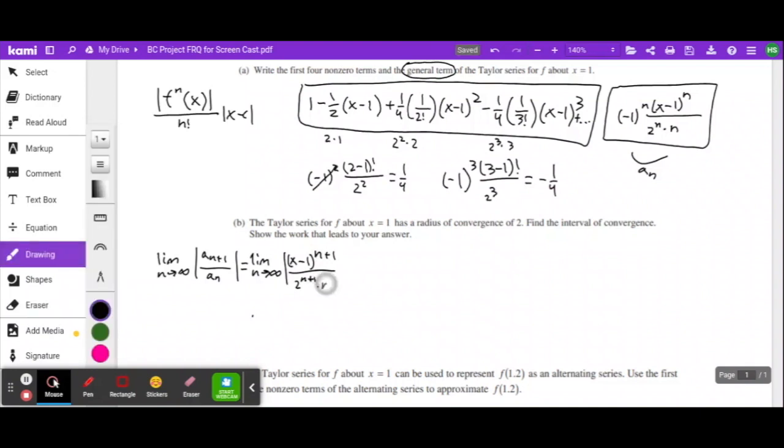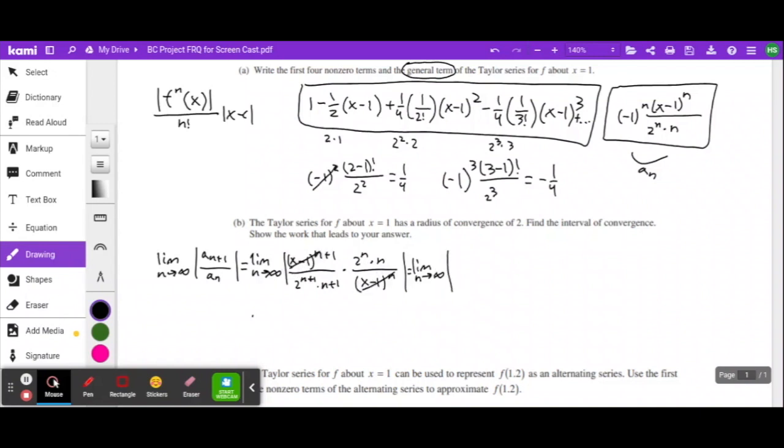Times n plus 1 on the denominator. Now dividing is the same as multiplying by the reciprocal. So we'll do that. Great. Now for the fun part, let's do some canceling.